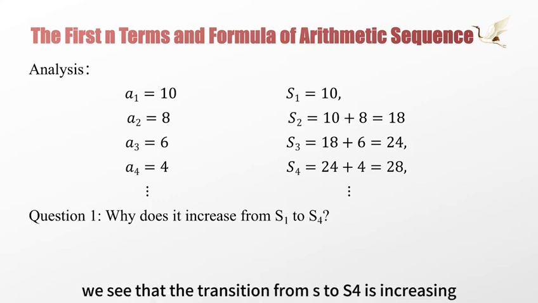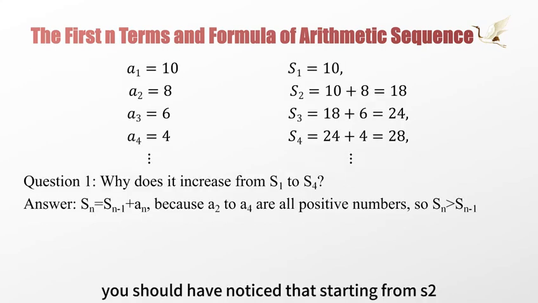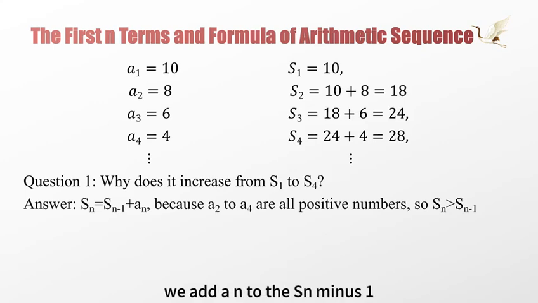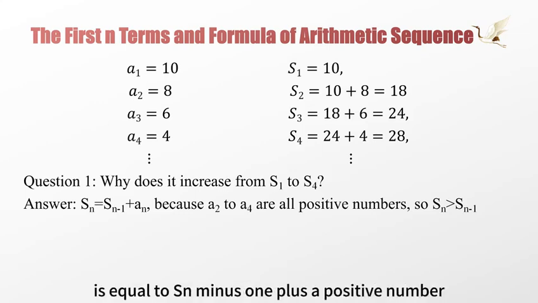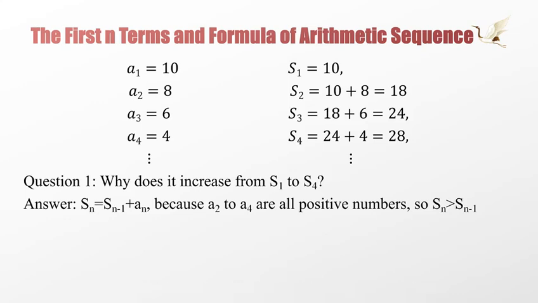We see that from S1 to S4, the sum is increasing. Why does it increase? You should have noticed that starting from S2, when we calculate each S_n, we add a_n to S_(n-1). Since a2 to a4 are all positive numbers, every S_n we calculate is equal to S_(n-1) plus a positive number, which is naturally larger than S_(n-1).